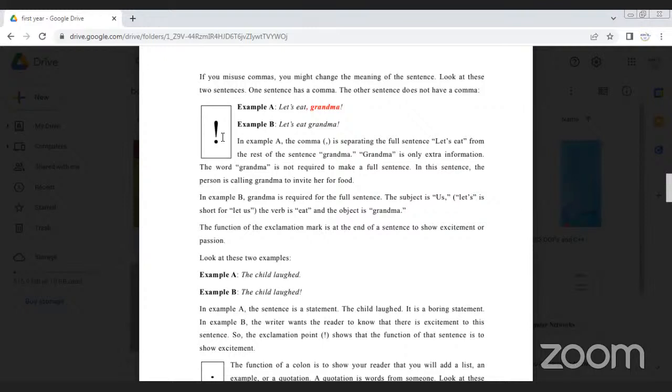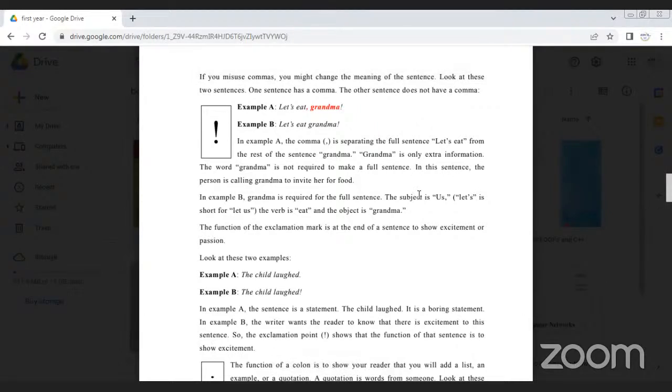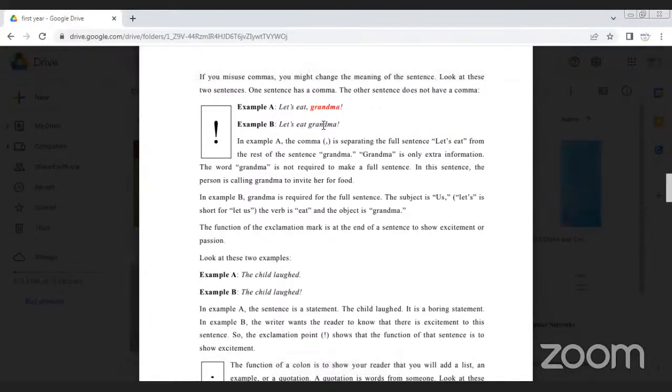In example A, the comma is separating the full sentence, let's eat, from the rest of the sentence, grandma. Grandma is the only extra information. The word grandma is not required to make a full sentence. In this sentence the person is calling grandma to invite her for food. In example B, grandma is required for the full sentence. The subject is us. Let's is short for let us. The verb is eat and the object is grandma.